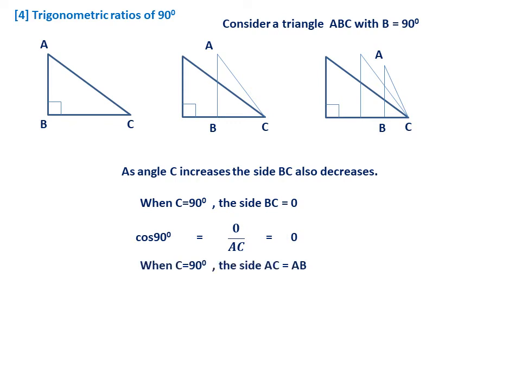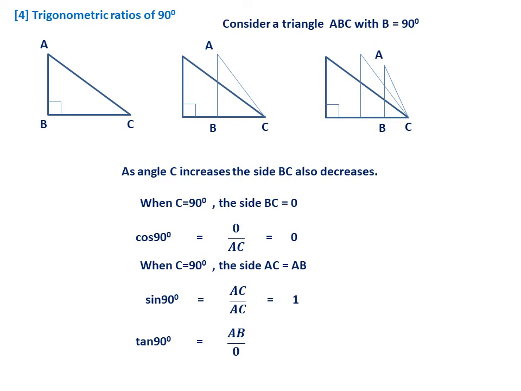Another interesting thing is when C is 90 degree, AC becomes AB. You can see here, because B is coinciding with C, AB and AC both will be one and the same. Therefore, what is sin 90 now? Sin 90 definition is opposite. Opposite is AB, but AB is same as AC. So AC by AC, that becomes 1. This is the reason.